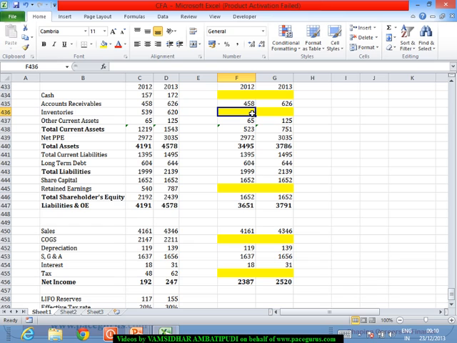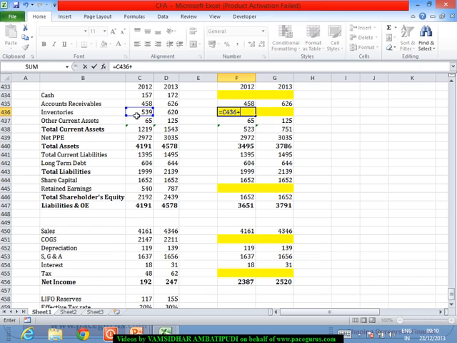Assuming that the LIFO reserve in the previous year was 0, I will increase the LIFO inventory for the first year, the FIFO inventory for the first year by adding the entire LIFO reserves to it. I will add the entire LIFO reserves and I will try to increase the inventory, which is what will make it FIFO inventory for the period.